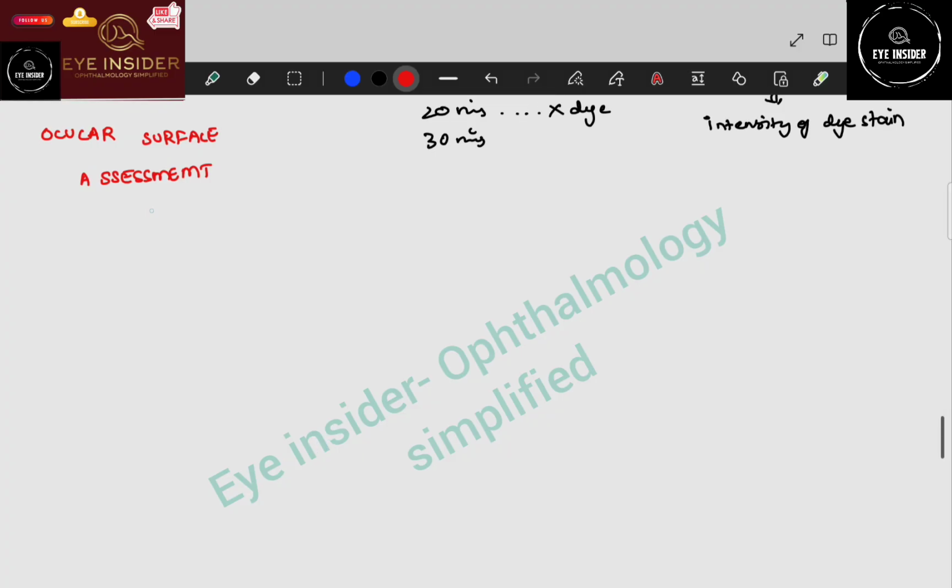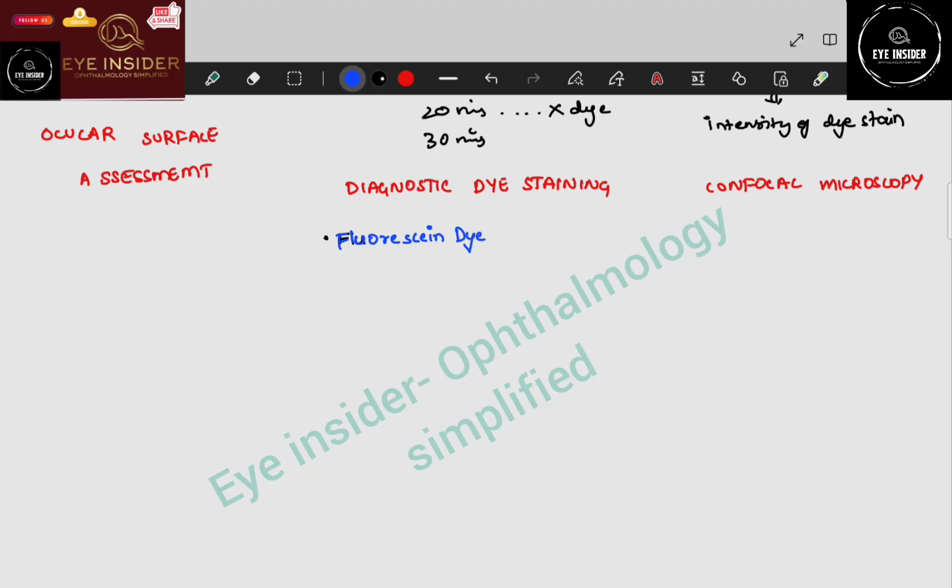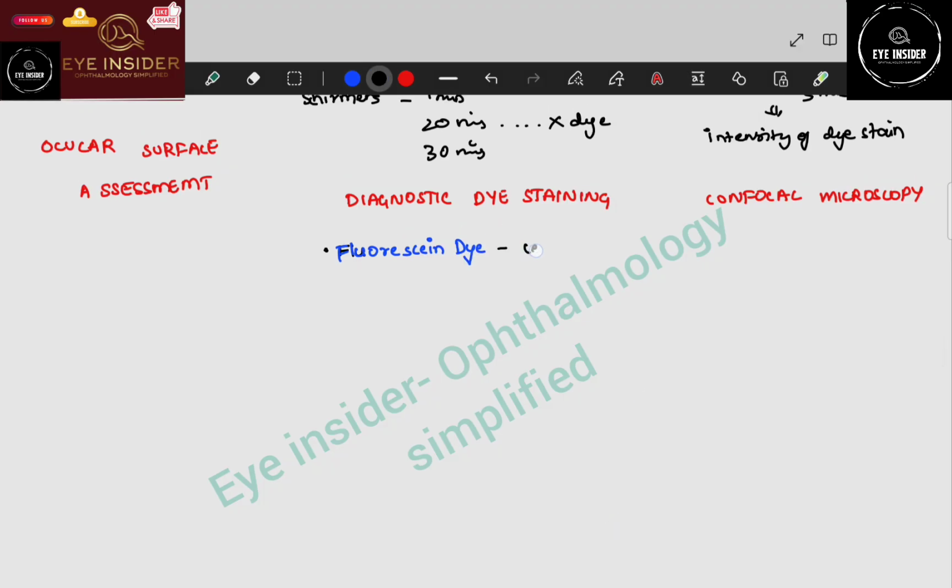Next, coming to assessment of the ocular surface. In this we have diagnostic dye stainings. We have various dyes which stain the cornea, conjunctiva and the ocular surface, and the recent methods include confocal microscopy. The dyes used include fluorescein dye. This fluorescein dye stains cell membrane disrupted cells. So it gets stained when the cell membrane is disrupted.